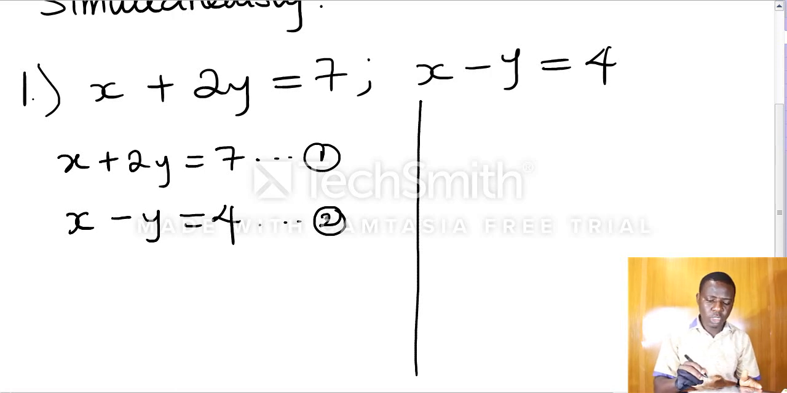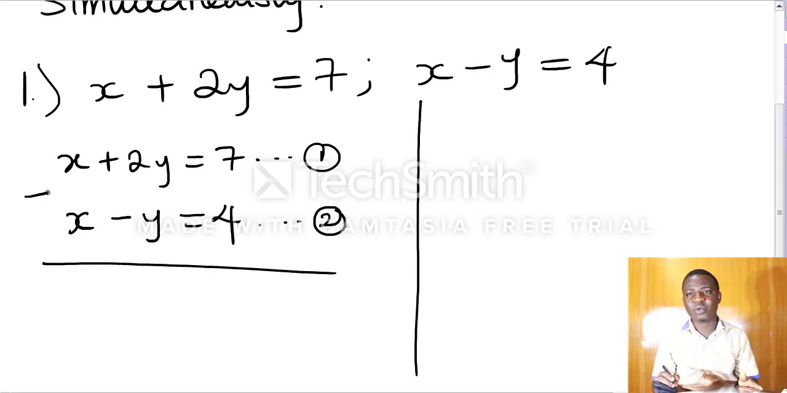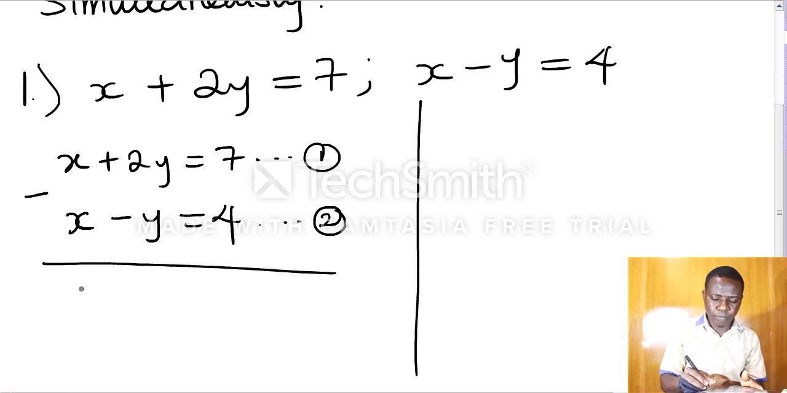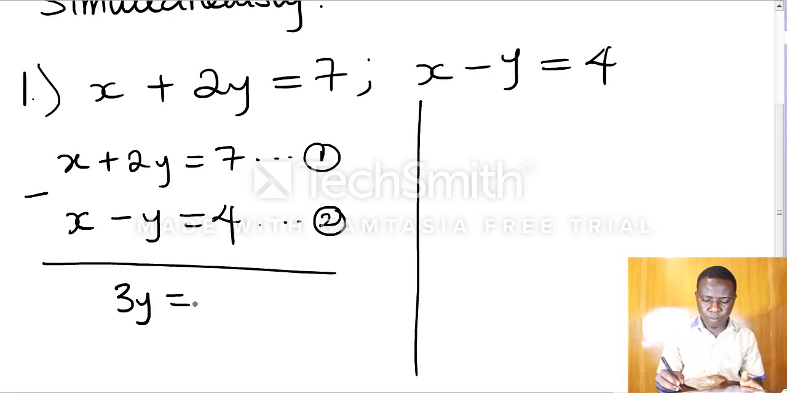So looking at this question, you discover that the coefficient of x in equation 1 is 1 and the coefficient of x in equation 2 is 1. So I can move straight ahead and subtract equation 2 from equation 1. By doing that, we have eliminated x, while the other one remains visible for us to solve. So x minus x becomes 0, 2y minus y becomes 2y plus y, which gives us 3y is equal to 7 minus 4. 7 minus 4 is 3.